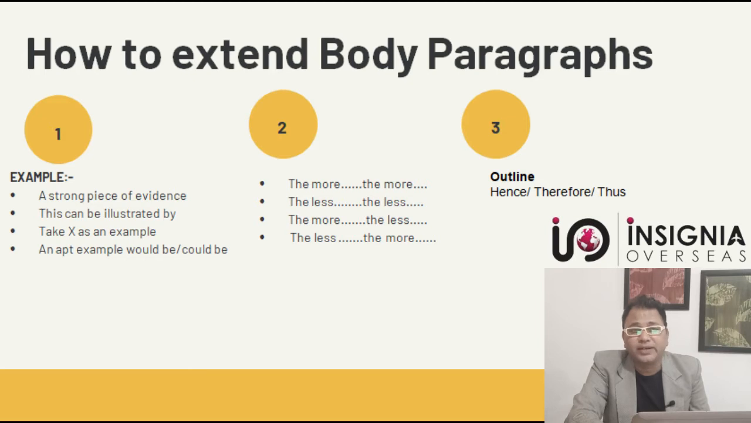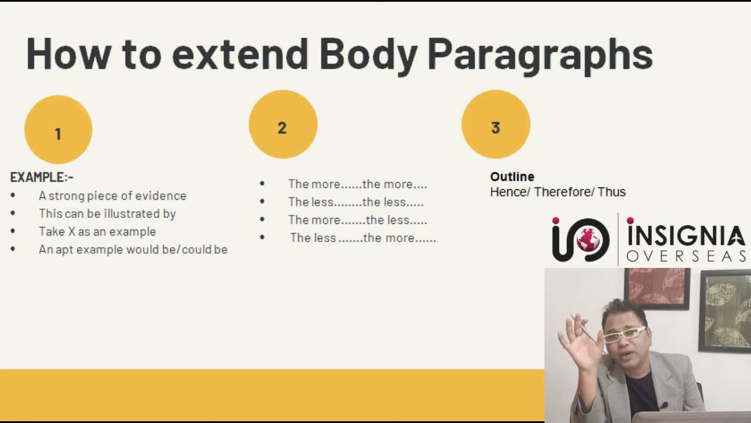After you've provided the roundup sentence, and if you really want to have a look at this structure, it is provided in the link below. You can practice and write your body paragraphs according to this structure. After the roundup sentence, the last part of the body paragraph is the outlining. Outlining means nothing. It's the outcome. It's the result of your main idea, which can start with words like hence, therefore, thus.